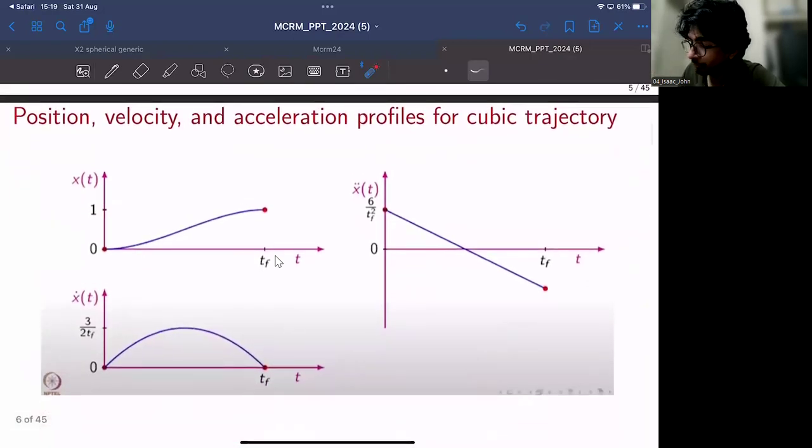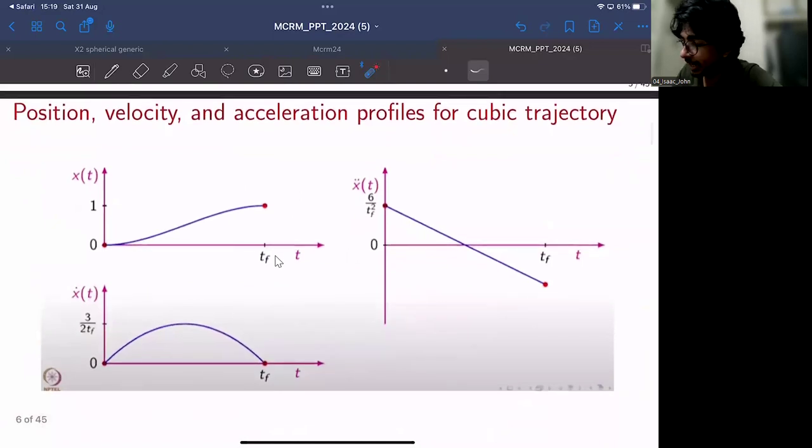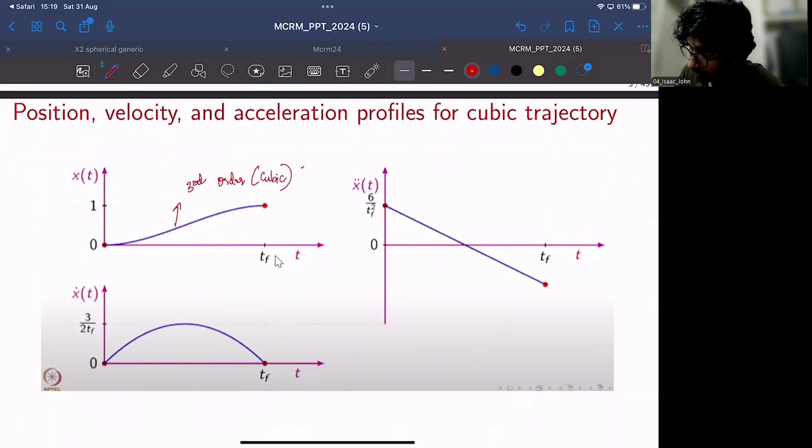Yeah, and the position, velocity, and acceleration profiles of this cubic planning. This is how the position profile will look like. This is a third order polynomial, or we could say cubic polynomial. And if you take the derivative of this curve, you would get something like this. This is a second order curve or a parabolic curve.